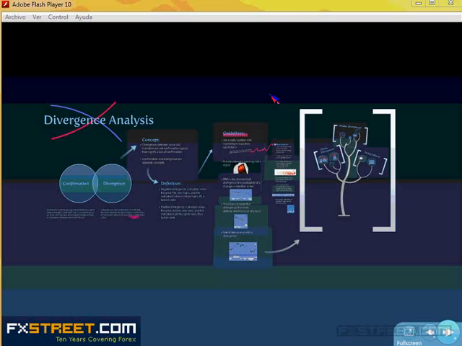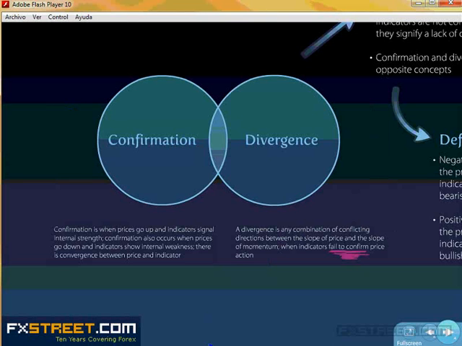And in fact, divergence analysis requires a deeper understanding of what momentum is. It requires an understanding on a conceptual level of what a divergence is and, more importantly, what is not a divergence, what is not possible to do with divergence, and the meaning and the origin of it. So that's basically where we are going to start, with distinguishing these two basic concepts of confirmation and divergence.